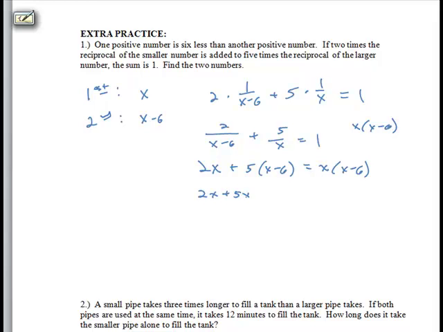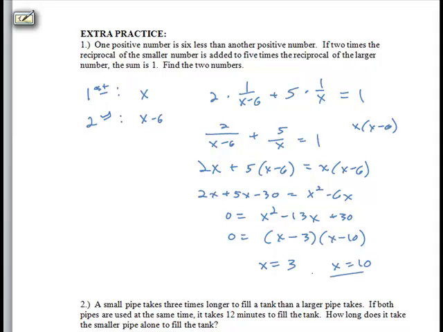2x plus 5x minus 30 is equal to x squared minus 6x, another quadratic equation, set it equal to 0. x squared minus 13x plus 30 factors into x minus 3, x minus 10, which gives us two values for x. x is equal to 3, x is equal to 10.